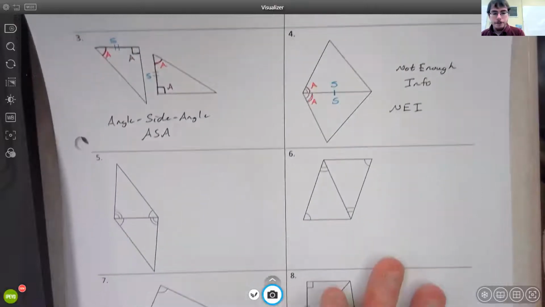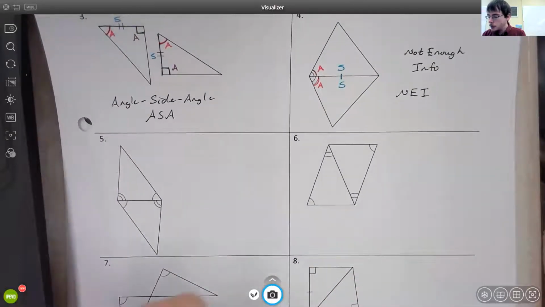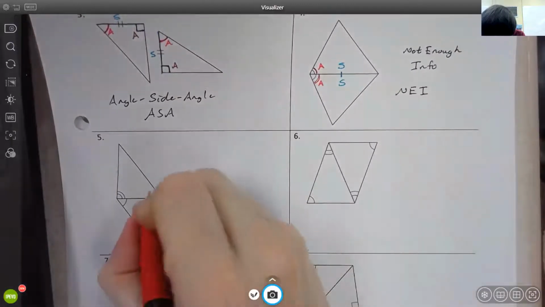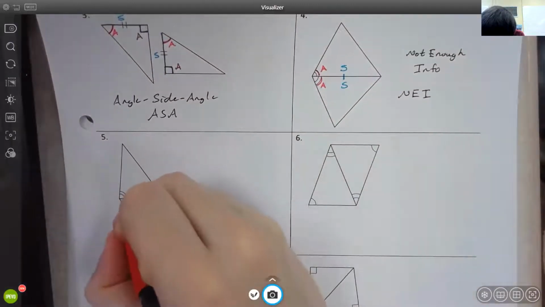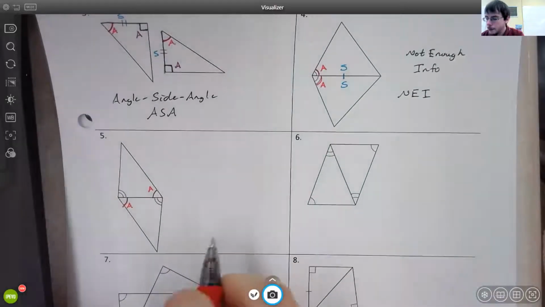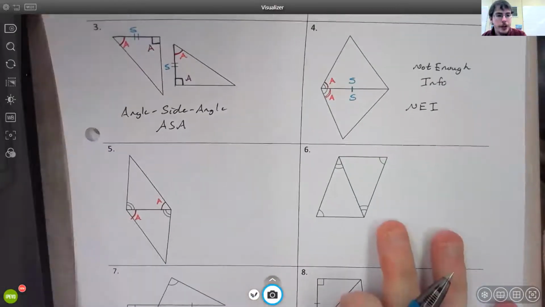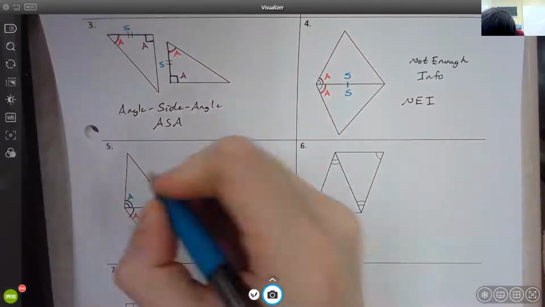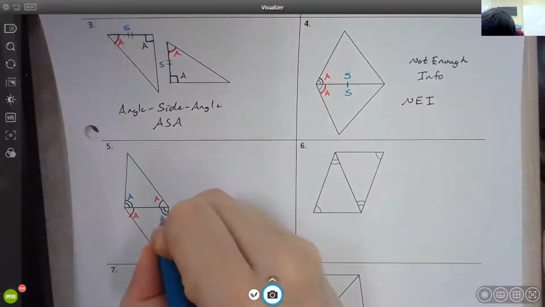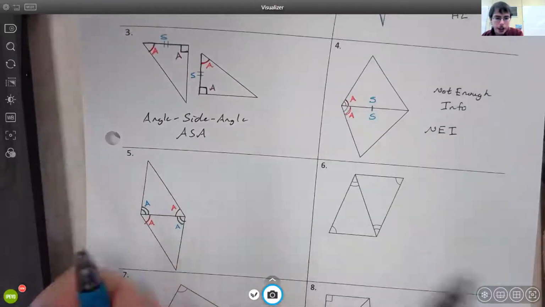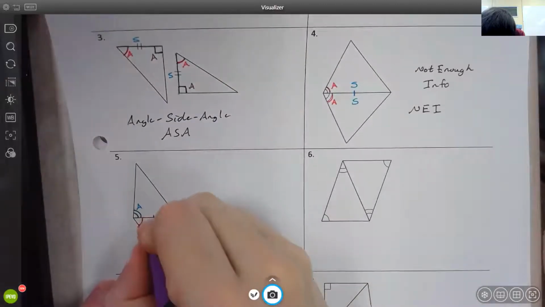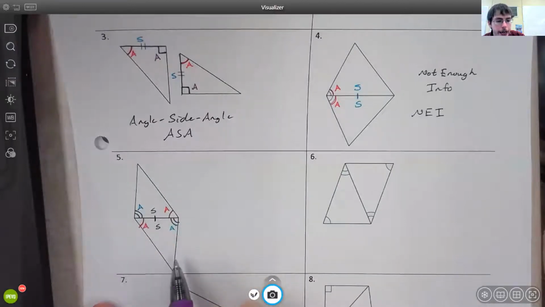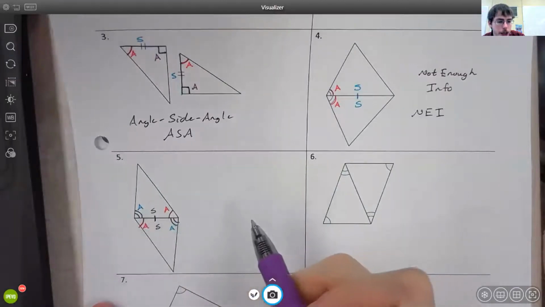So number 5. Number 5, we have a pair of congruent angles here, A and A. Then we have another pair of congruent angles here. And then finally, we see that we have a shared side right here. So we have 2 pairs of congruent angles and 1 pair of congruent sides.